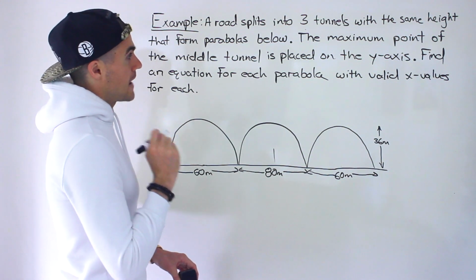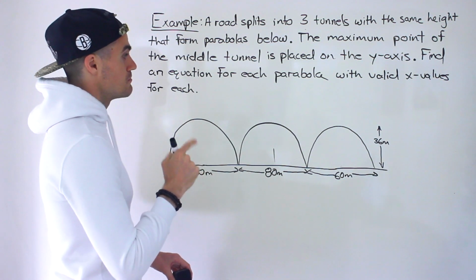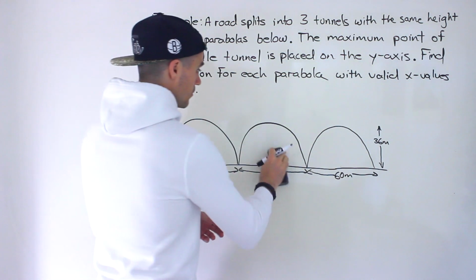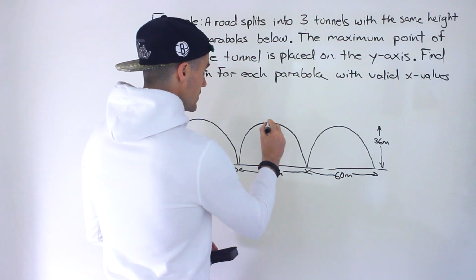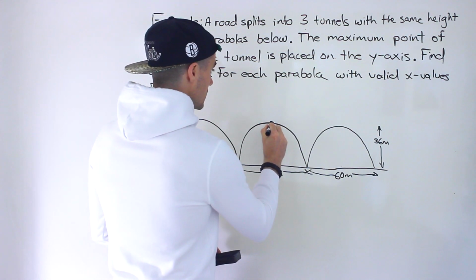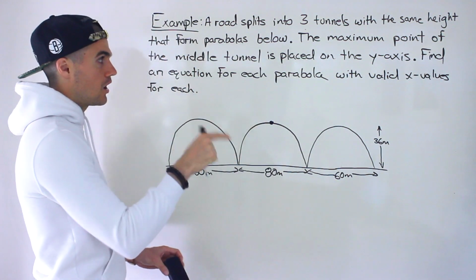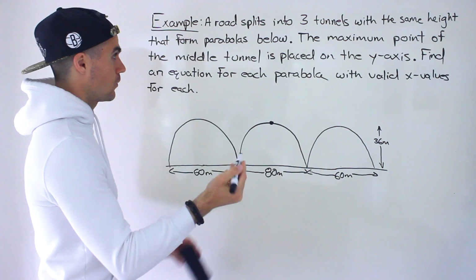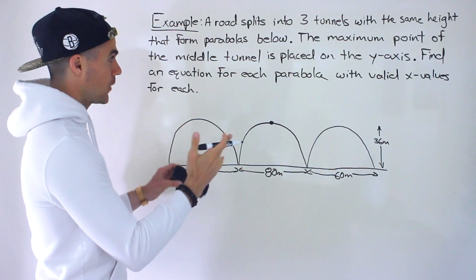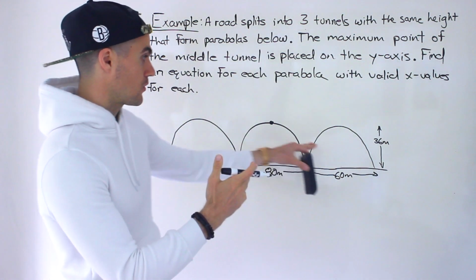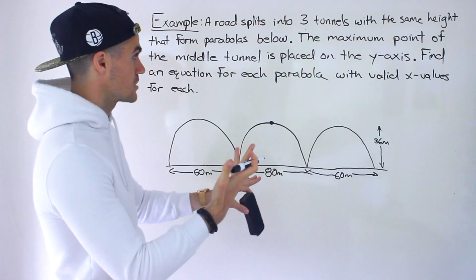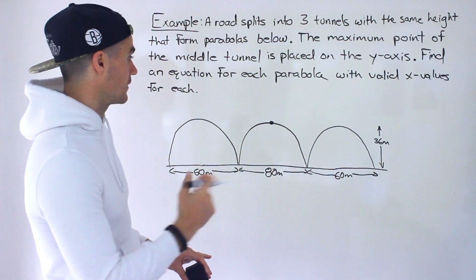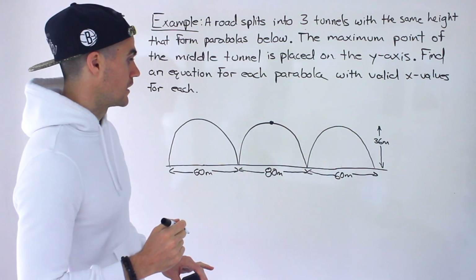Then we're told that the maximum point of the middle tunnel, which is here, this maximum point is placed on the y-axis. And with that, we have to find an equation for each of these parabolas, for each of these tunnels, with valid x values for each as well.